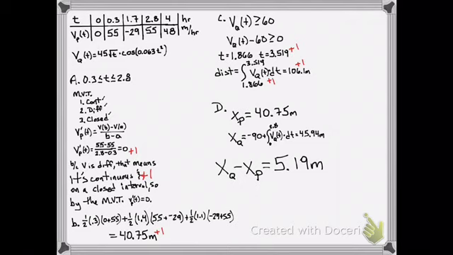Points for this: we get 1 point for knowing that we will have to integrate V of Q. You get 1 point for figuring out the 45.94. You don't get anything for 40.75 because you already got points for that in part B, so there's no need to give you points for that. And then you get 1 point for the answer of 5.19.